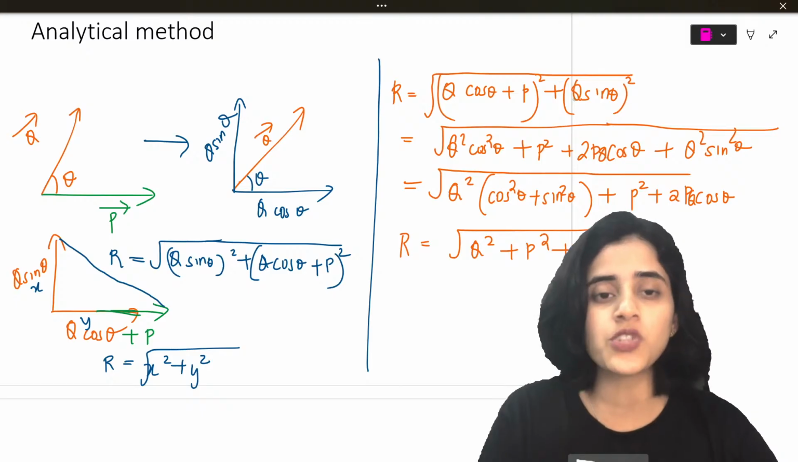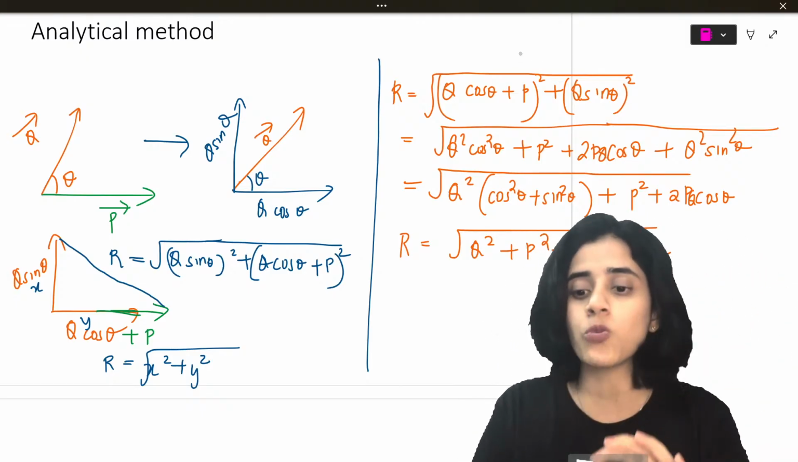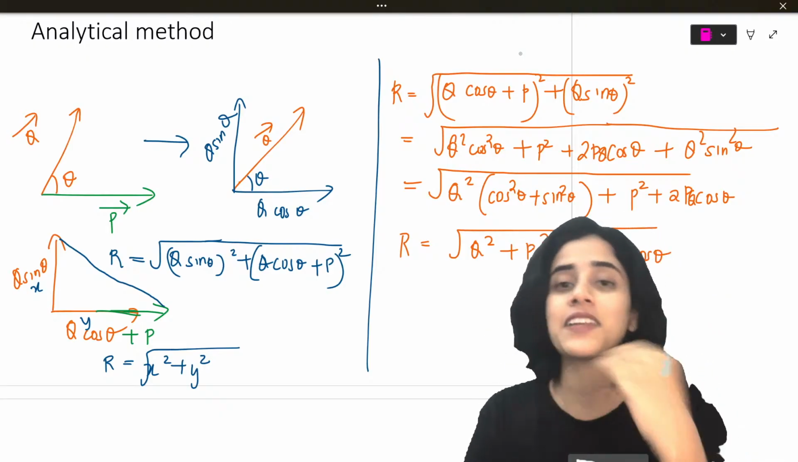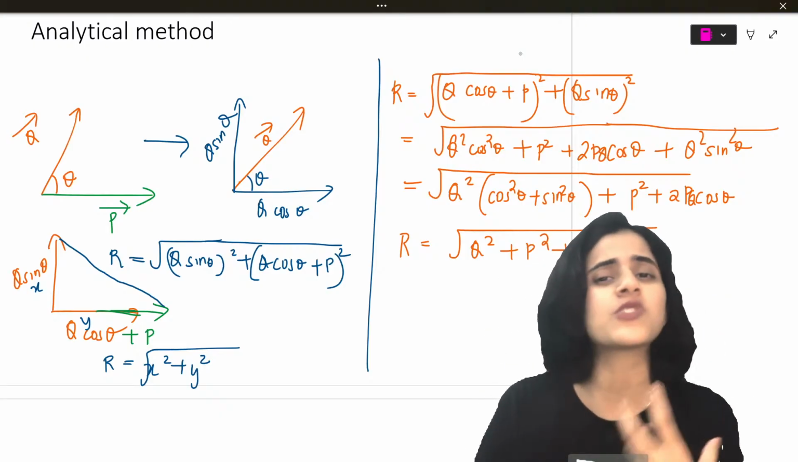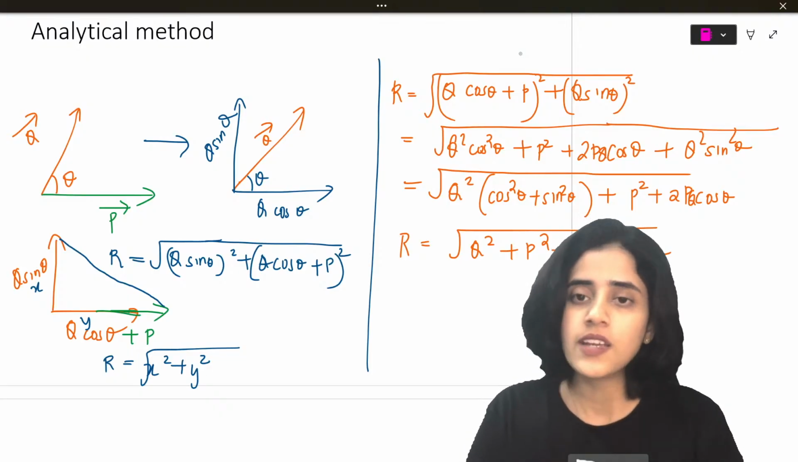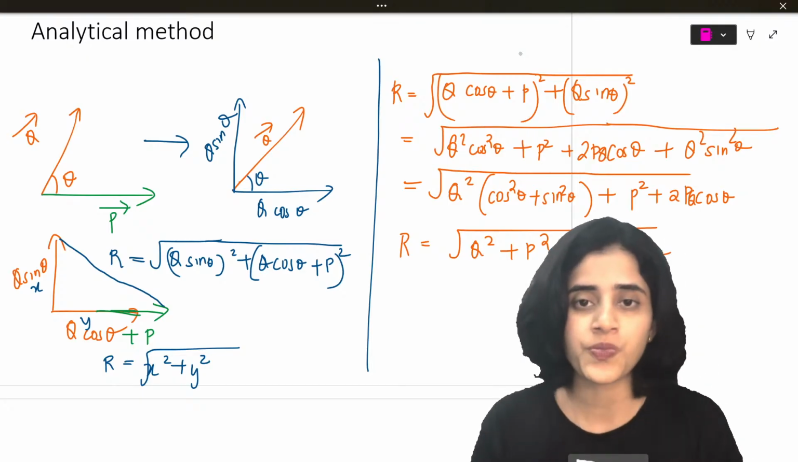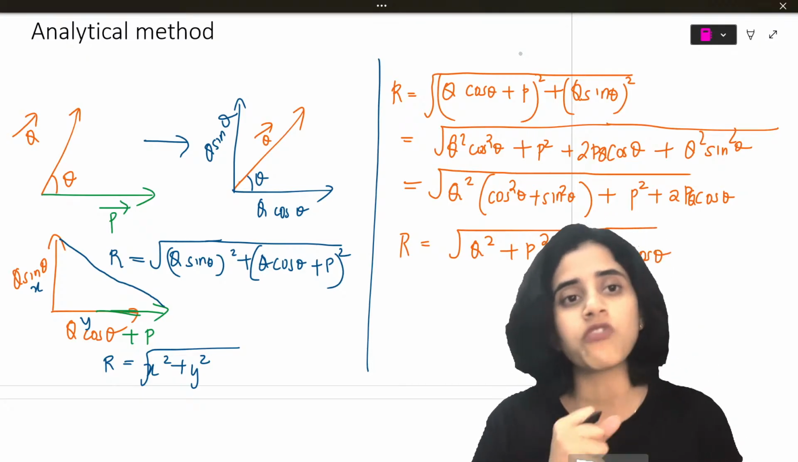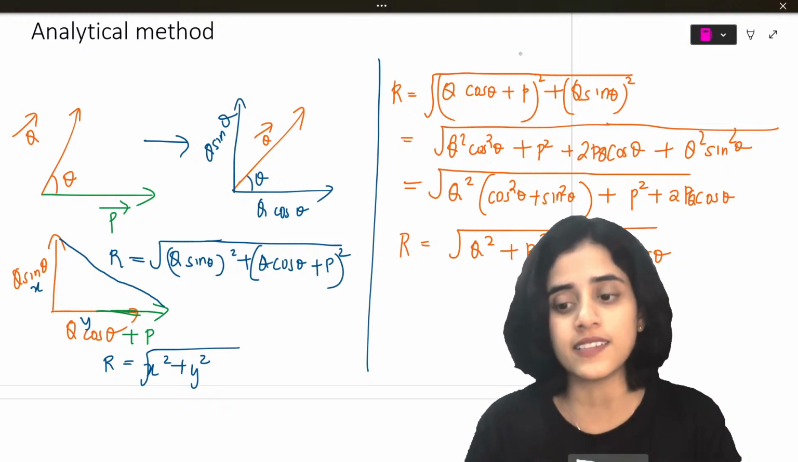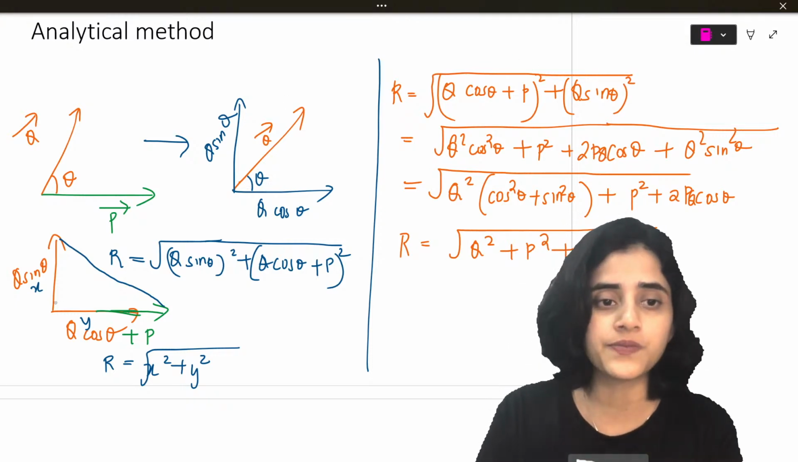Now, if you've not understood, go back to the video, reduce the speed, and watch it. I've already spoken very slowly, so you should be able to get it. Now, this is giving me the direction. This is giving me the value. So I have the value of R. Now I need the angle of R. How do I do that?